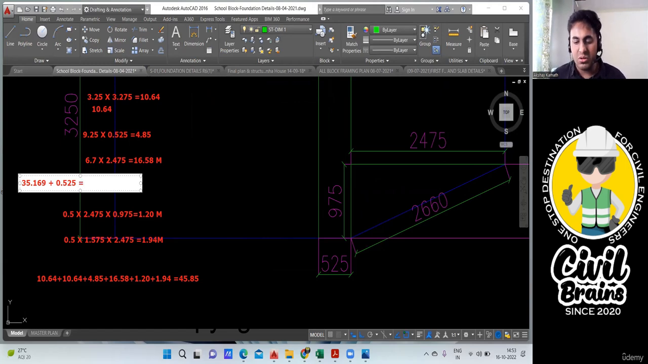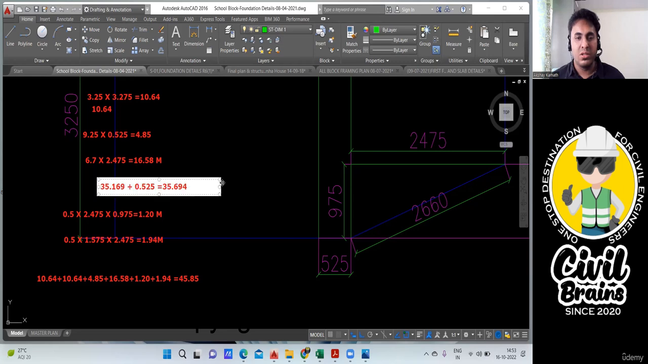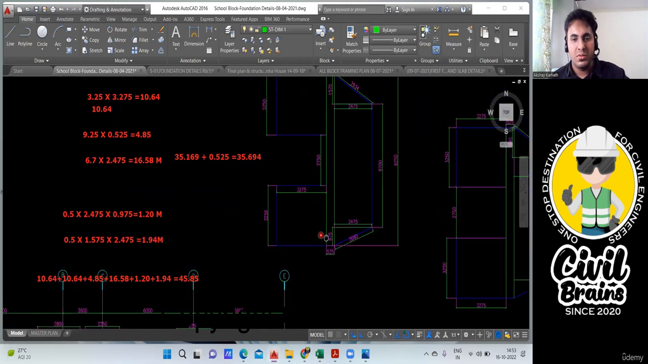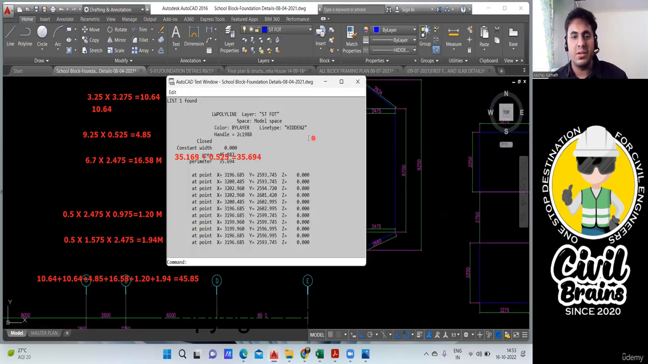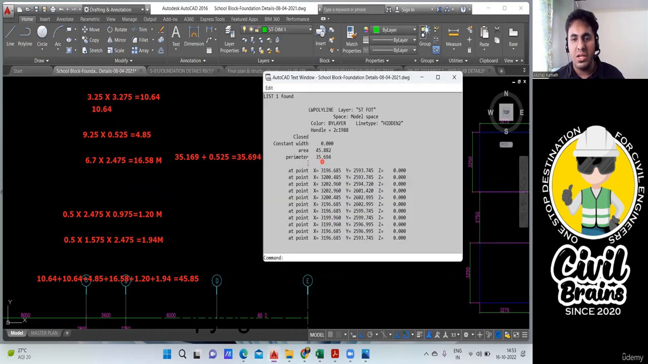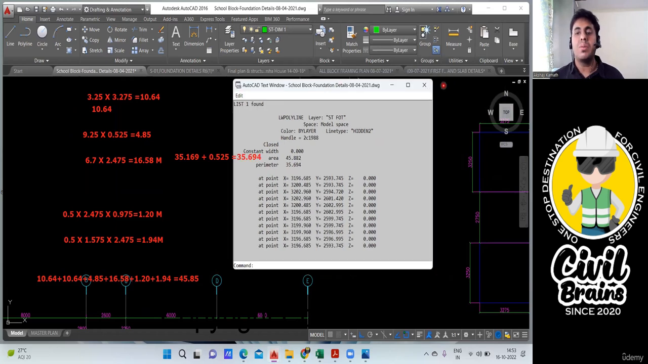35.169 plus 0.525. Yeah, I'm getting 35.694. Let me verify the answer again. LI, enter. Yeah, you can see now. I got 35.694. Even in AutoCAD, I'm getting 35.694. Done. So now you got the perimeter.